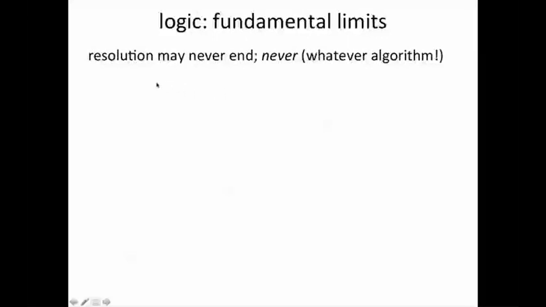First of all, resolution may never end, and by never we mean never. Whatever algorithm we might use to perform resolution, it's not the issue that our algorithm is bad, but it may be the case that resolution could never end, and in fact this is the concept of undecidability. There are some cases where you have a bunch of knowledge, a bunch of rules and facts, and you could never tell whether or not that combination of rules and facts is true or false. In other words, they are undecidable.